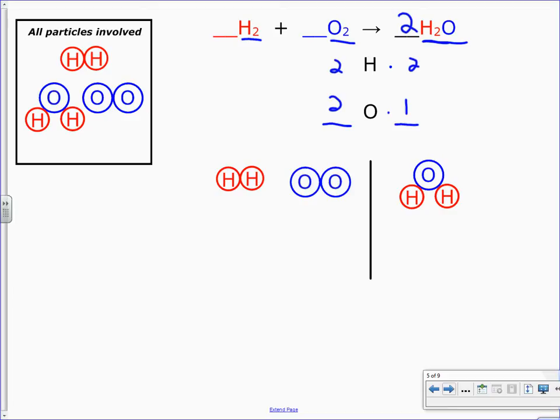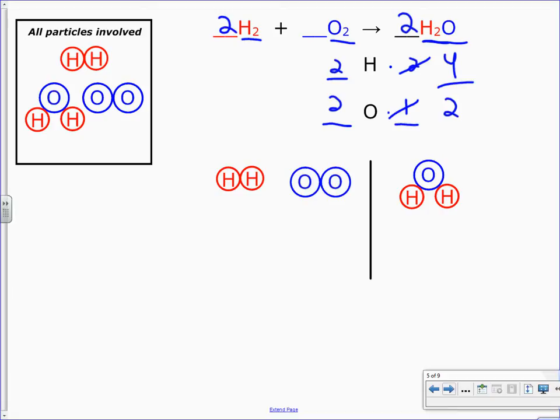So we have now a total of 2 times 2. So there are now 4 hydrogen, and we have 2 oxygens. So we've updated our numbers below, and now the oxygens are balanced. However, the hydrogens are not, and we have 2 here, and we want to turn it into a 4. So to turn this 2 into a 4, we're going to double it. So we're going to add a 2 in front of the H2.